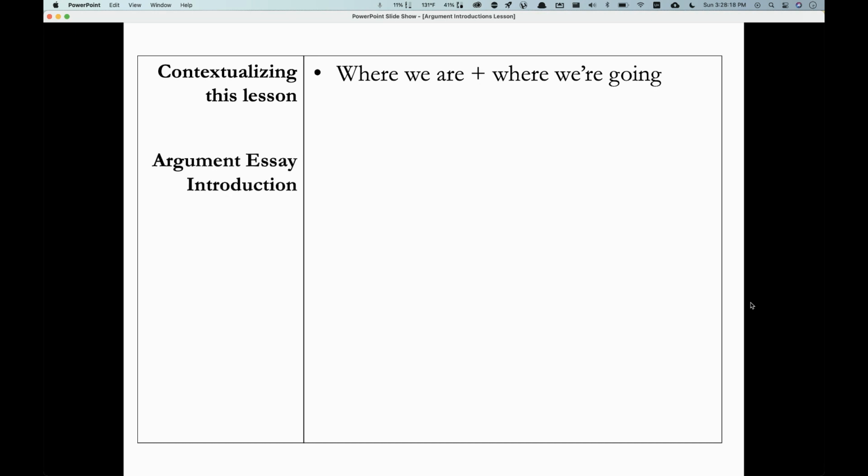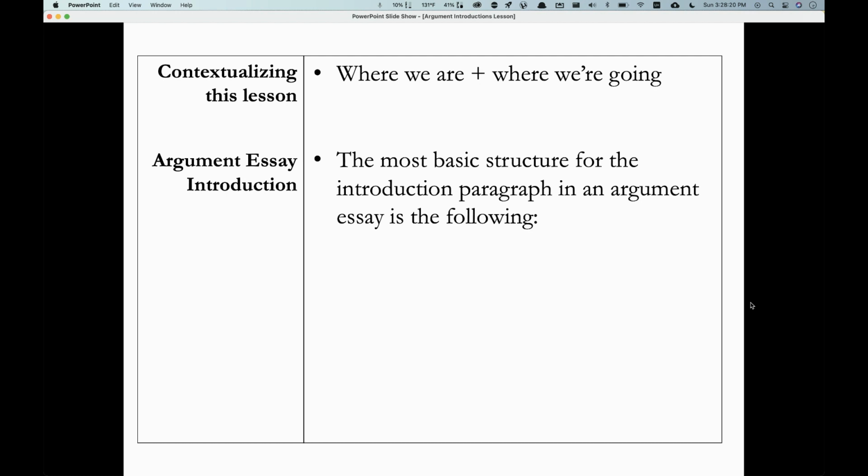So today we're going to be talking about the argument essay introduction. By the end of this lesson, you should be able to get any AP style argument prompt, whether released by the AP exam or written by somebody else, and you should be able to write a quick introduction paragraph to set you up for the writing of the rest of the essay in response to that prompt.